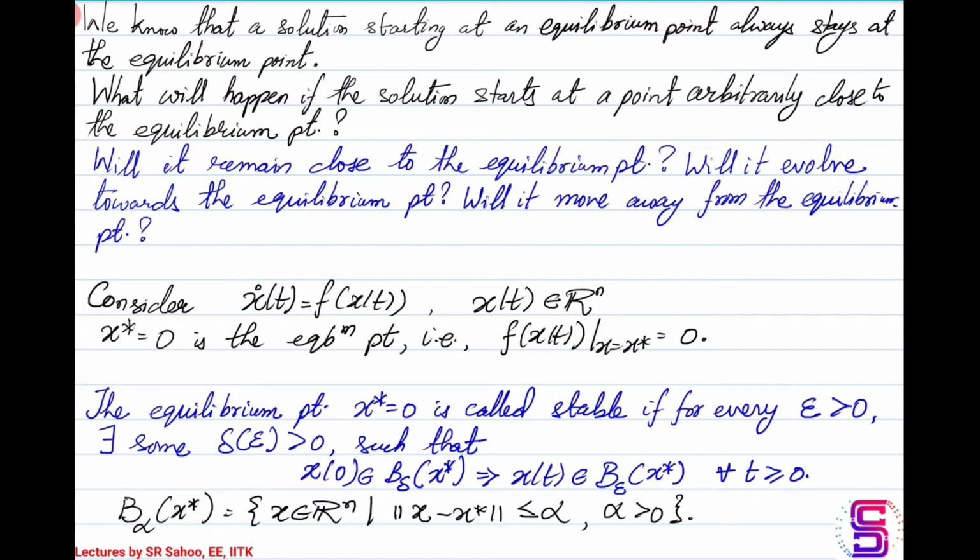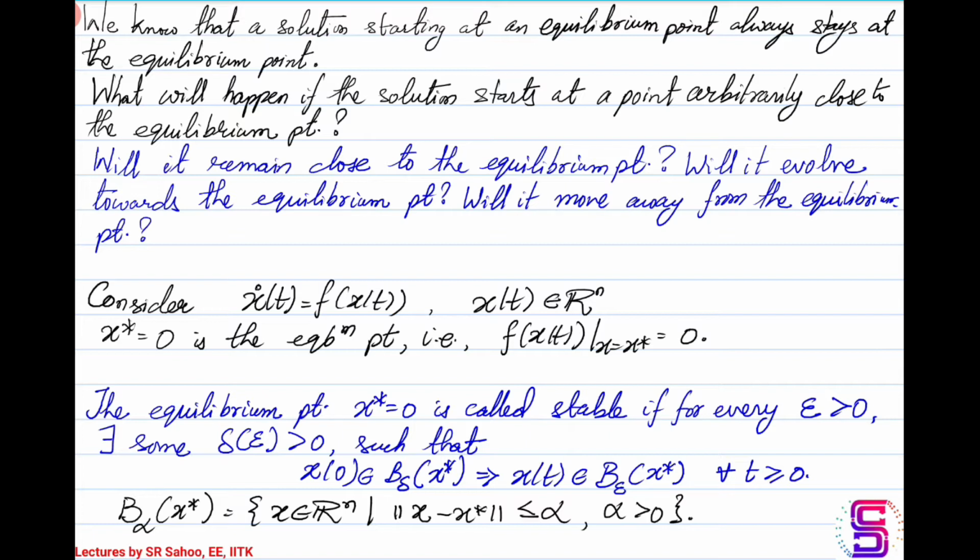Okay, so we know that if a solution starts at the equilibrium point of a system, so if the initial condition is exactly equal to the equilibrium point of the system, then the system will always stay at the equilibrium point. Why? Because by definition of the equilibrium point, x dot is equal to 0, so the x is not going to change. If x doesn't change, the system essentially is not changing.